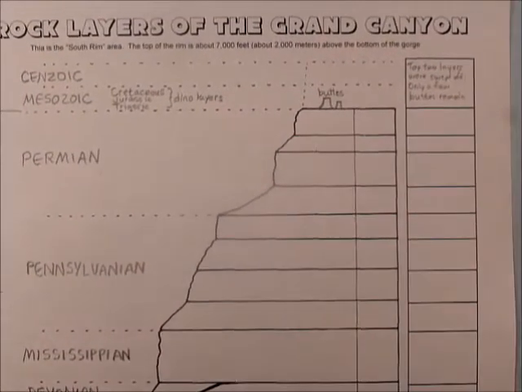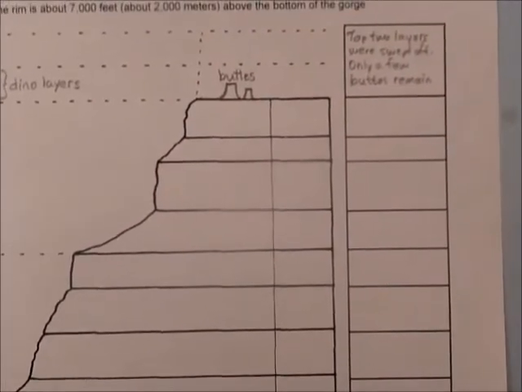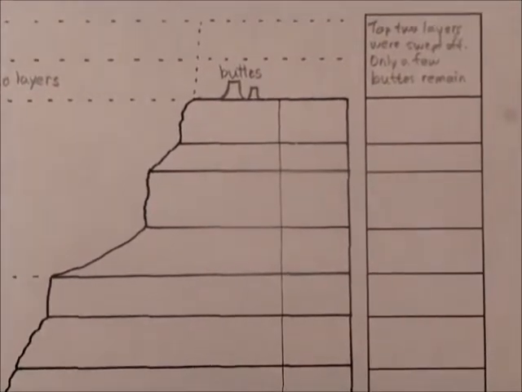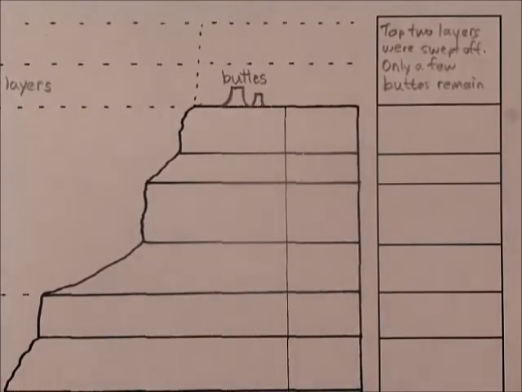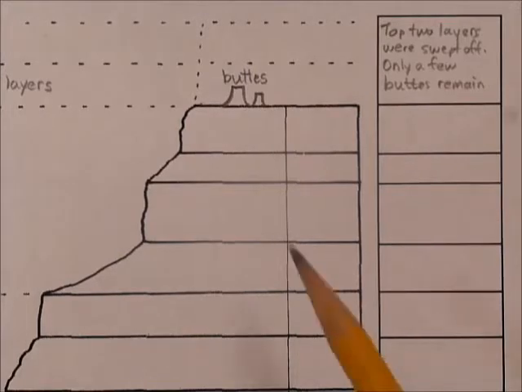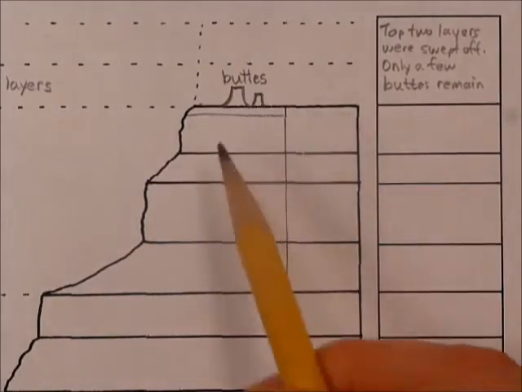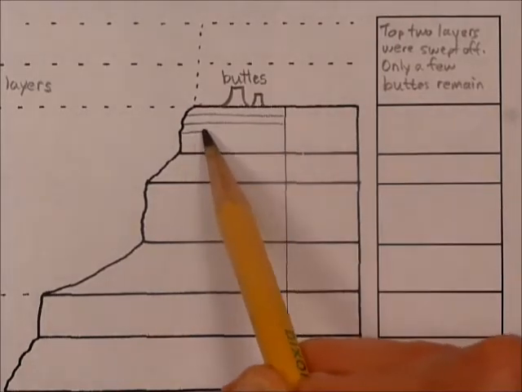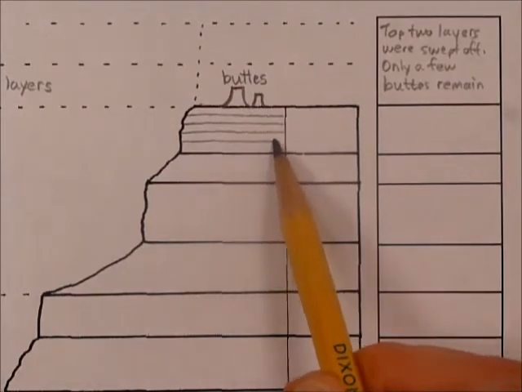So let's start up here, and I'm going to really focus in here because we're going to have to draw some really tiny features. This top layer is the famous Kaibab limestone. So let's make this look like limestone. Make sure your pencil is pretty sharp here. Sometimes you don't want your pencil sharp, like if you're trying to shade. For this, it really helps.